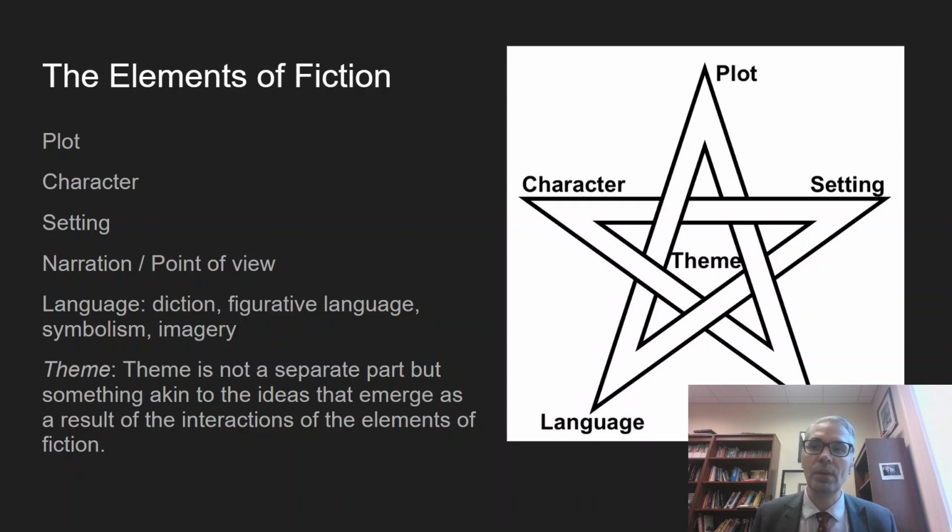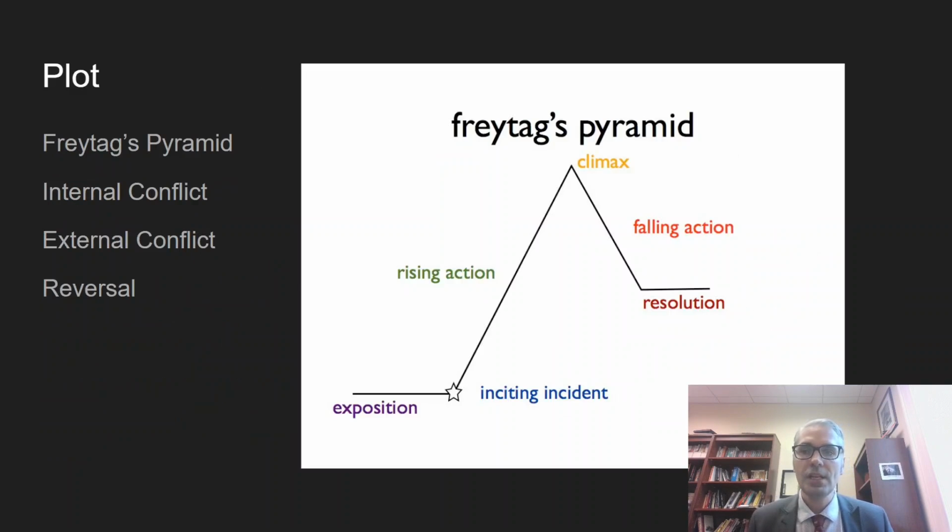So I want to work our way through each part one by one. The first part of fiction is plot. This answers the question of what happens in the story. There's a really useful diagram. It was created by a person named Freytag.